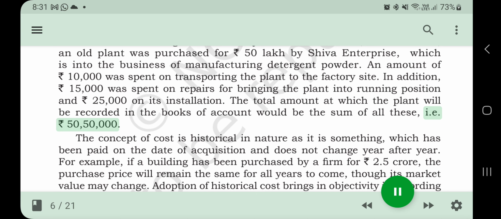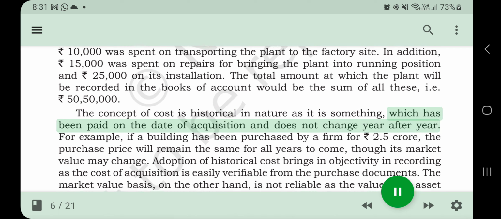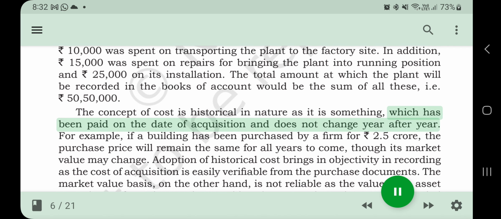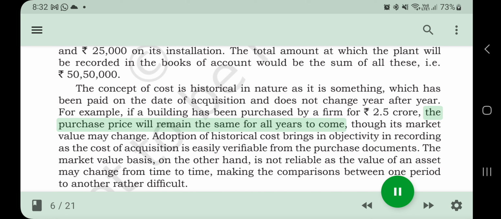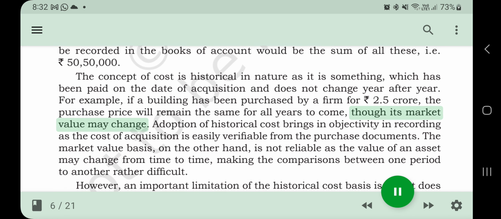$5,050,000. The concept of cost is historical in nature, as it is something which has been paid on the date of acquisition and does not change year after year. For example, if a building has been purchased by a firm for $2.5 crore, the purchase price will remain the same for all years to come, though its market value may change.